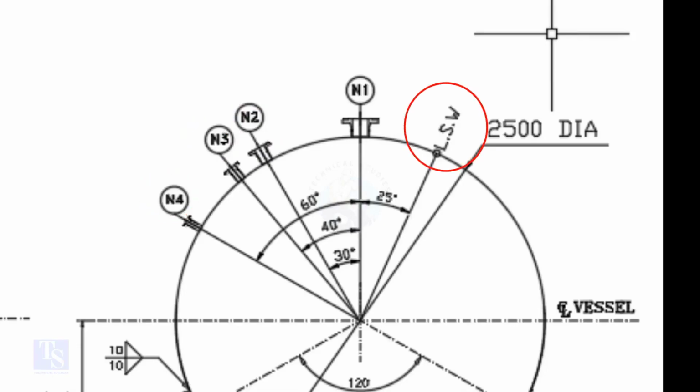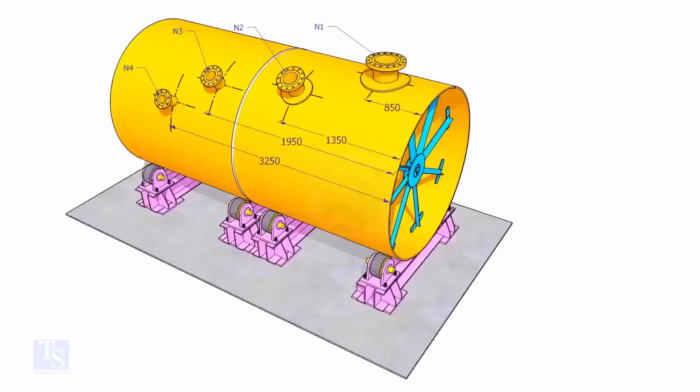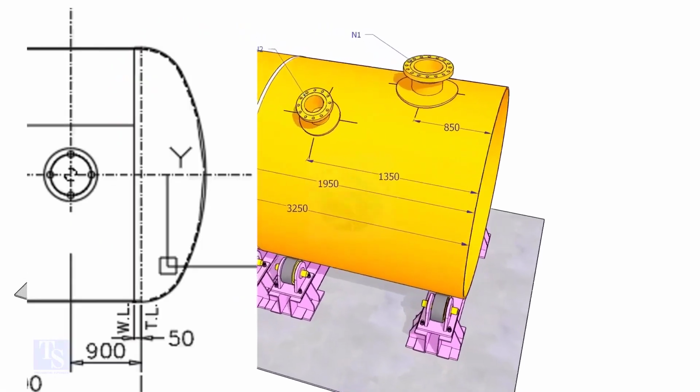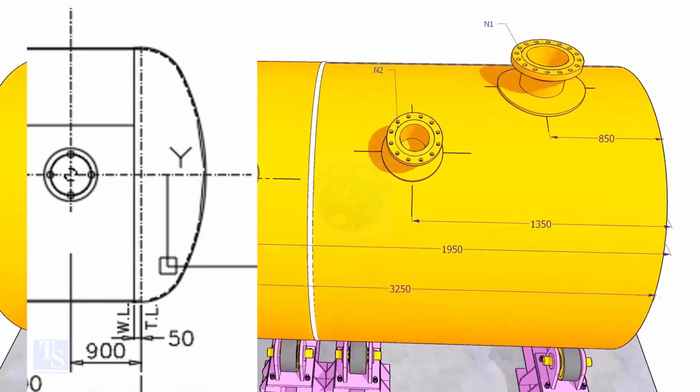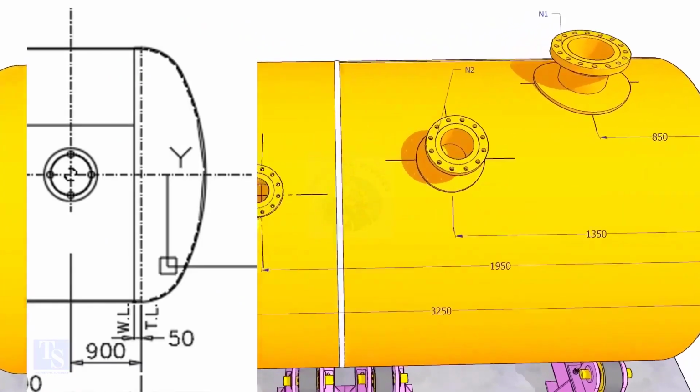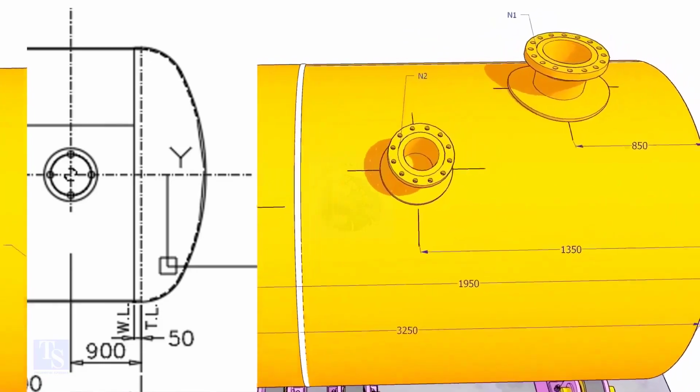Nozzle N1 is turned 25 degree from LSW. As the straight face 50 millimeters is on the dish end, we need to subtract 50 millimeters from the overall dimension.